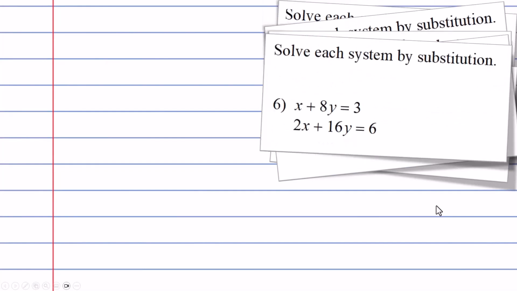Okay, now it gets even weirder with number 6. That's the one I'm going to solve for, so I have something to substitute into the second equation. And I chose that one because it's just 1x already. I don't have to do any division. It's going to come out really nicely. So all I did was subtract 8y from both sides, and I get x equals negative 8y plus 3.